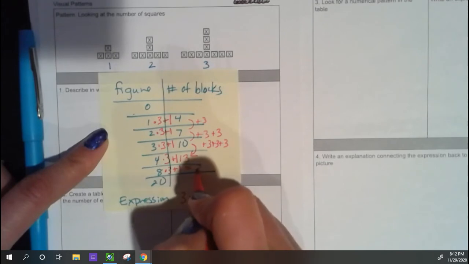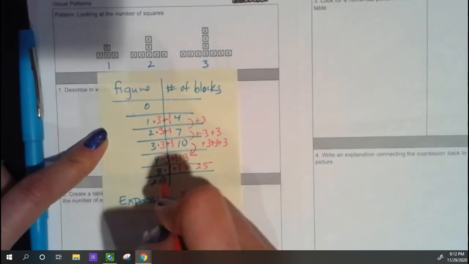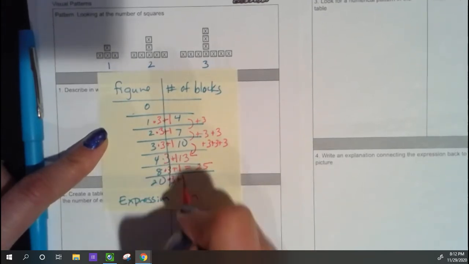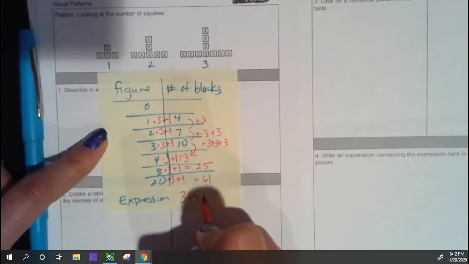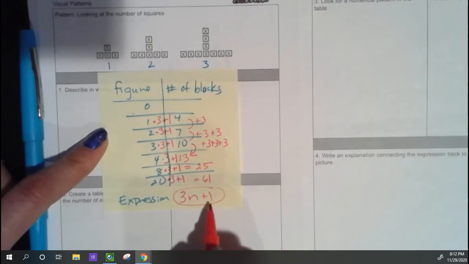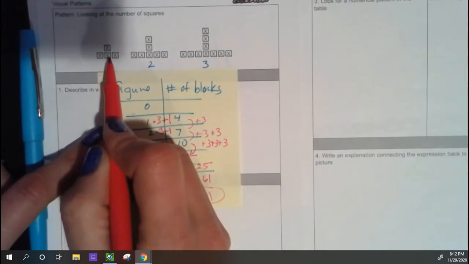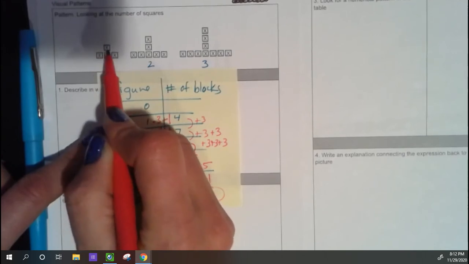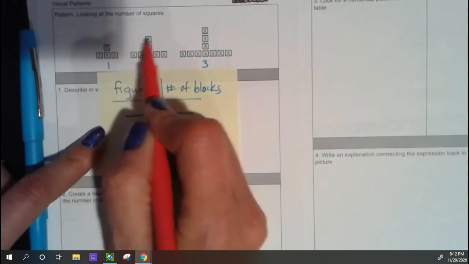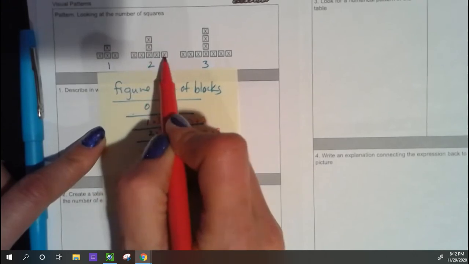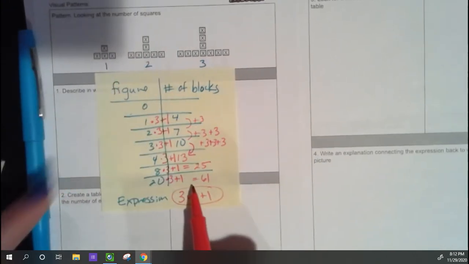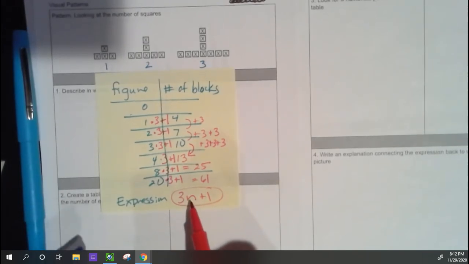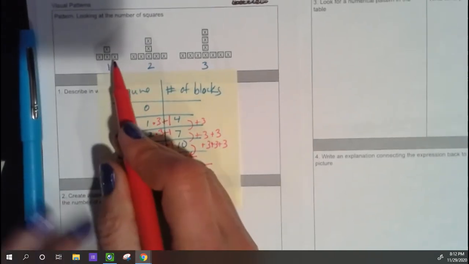That would take me to 25. Times by 3, add 1, 61. Where is this 1 coming from? Can you see where that 1 is coming from? It's the very center one. Here's the 3 I added on each side, but there's that 1 in the middle that started there. So our expression answer would be times by 3 and add 1 for that 1 in the very center.